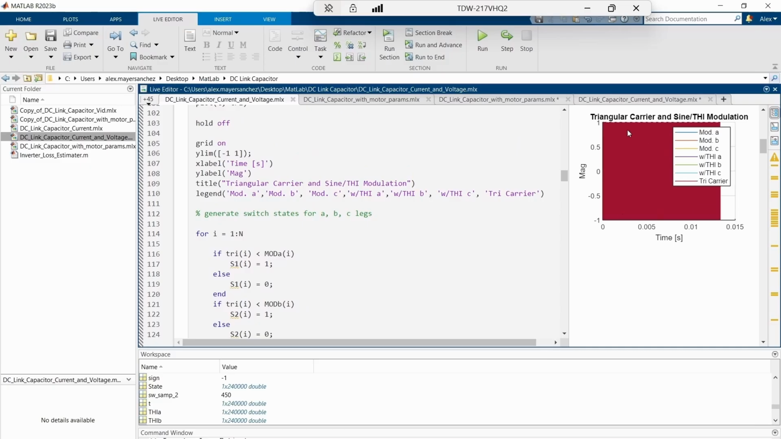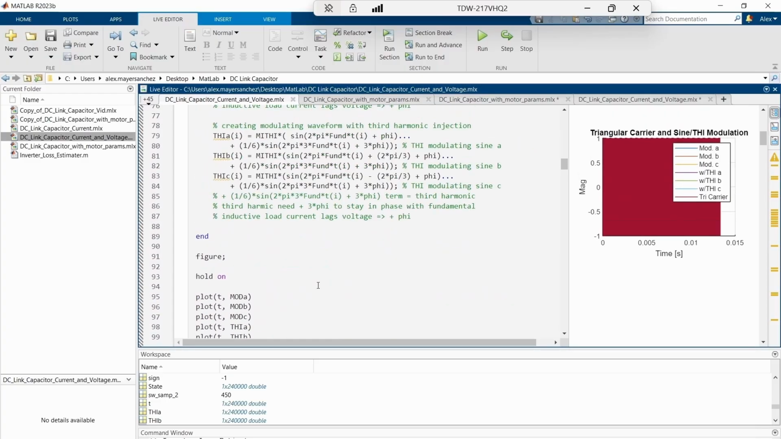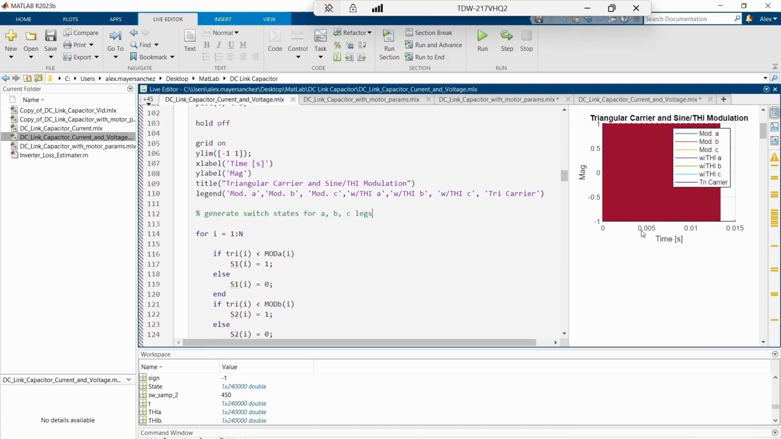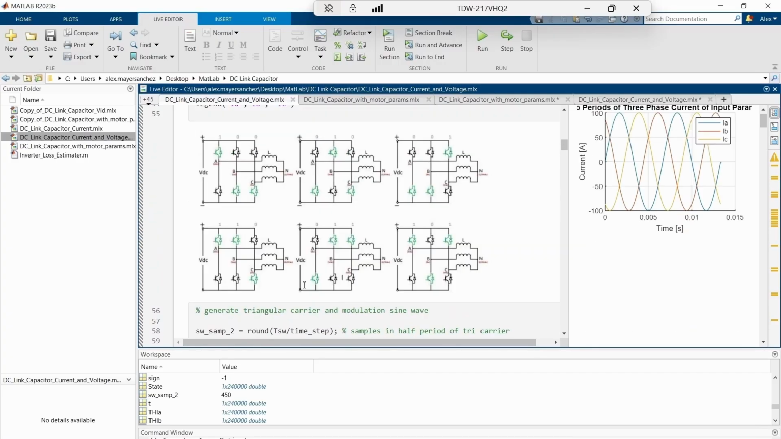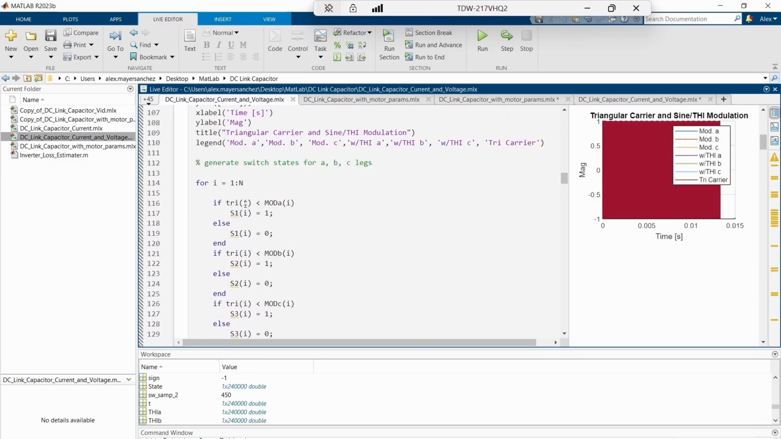So now that we have the triangular carrier and the modulating waveforms, we can determine what state each of the switches needs to be in. Based on our triangular carrier and our sine modulation, you can see here, whenever the triangle wave is less than the modulating waveform, we're turning on switch 1. And whenever the triangle wave is greater than the modulating waveform, we're turning off switch 1.